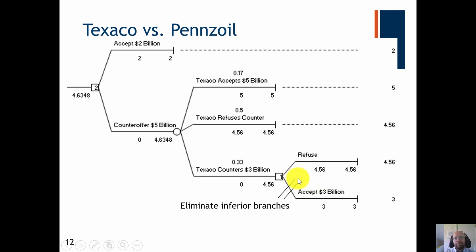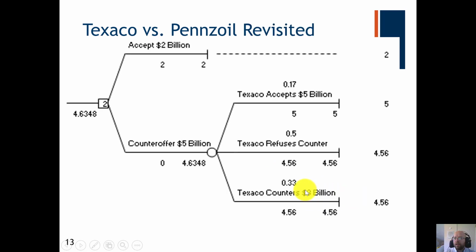So what does that mean? Well, in this case, Penzoil might as well refuse this counteroffer and go to court, because they're going to get more than by accepting the 3 billion. So we can eliminate this branch. This is the backward induction piece. Now the game tree looks a bit like this. We've eliminated the probabilities for the court case and just made them into an expected value. We've got this expected value here, and now we've got this new game tree that we can play with.